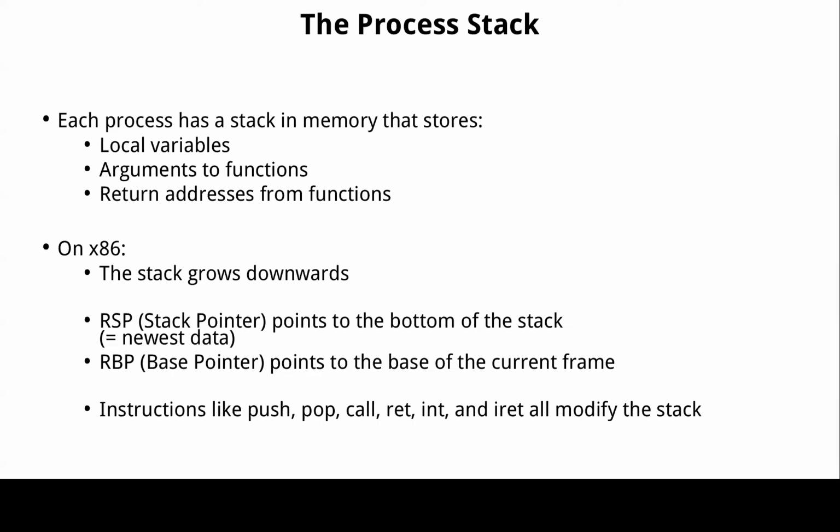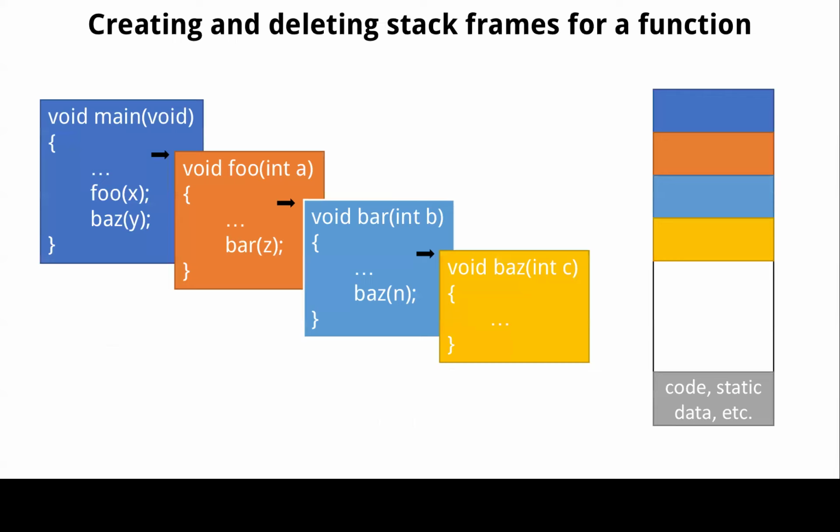So on x86, the stack goes from higher address to lower address. Most of the machines you are using today, the stack goes from higher address to lower address. We use the register RSP, ESP to point to the bottom of the stack. Well, some people will say that's the top of the stack, which is the newest data in the stack. The RBP points to the base of the current function's frame. We will look at that soon.